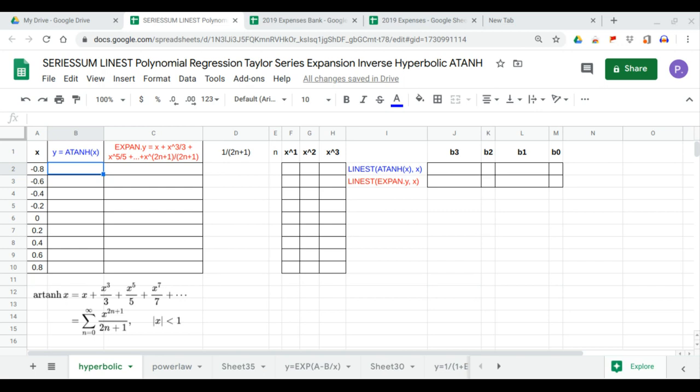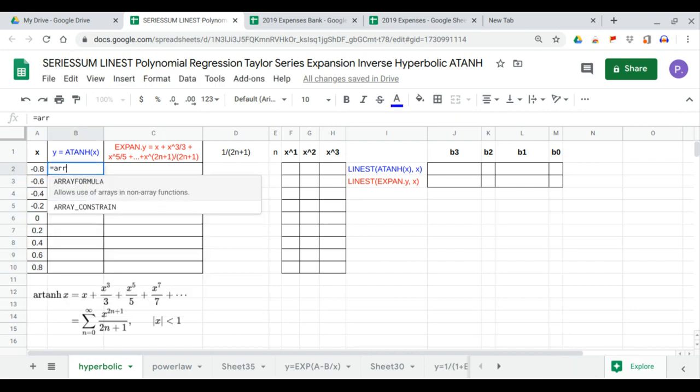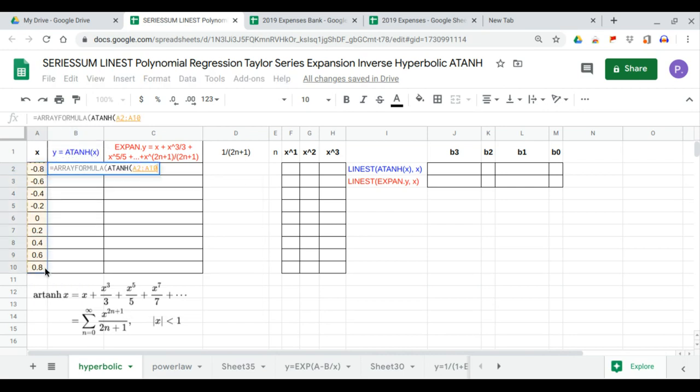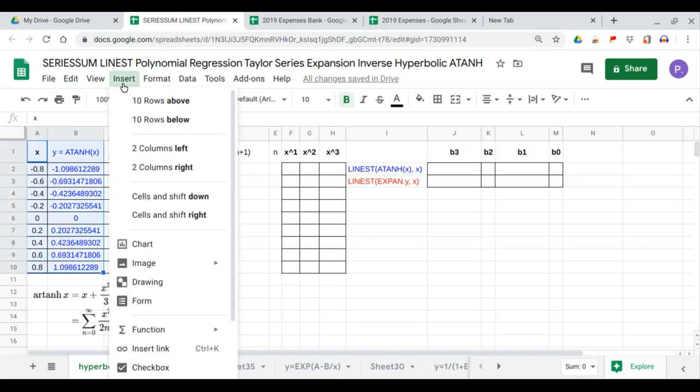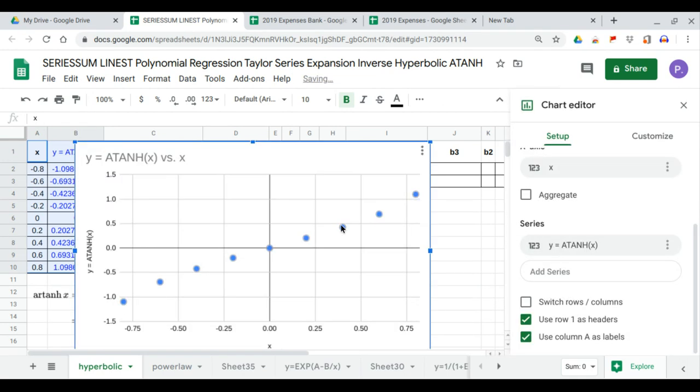Hello, in this video we will use SERIESSUM and LINEST in the polynomial regression of a Taylor series expansion, also known as Maclaurin series expansion of inverse hyperbolic tangent. Here we'll generate a dataset from the inverse hyperbolic tangent where our x values range from negative 0.8 to positive 0.8. So we have our formula, ATANH of the x values. And we will chart this and choose a suitable trend line.